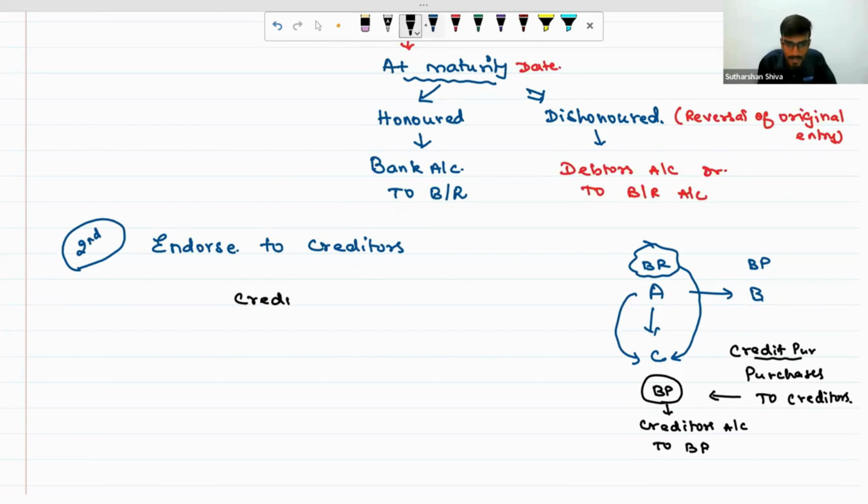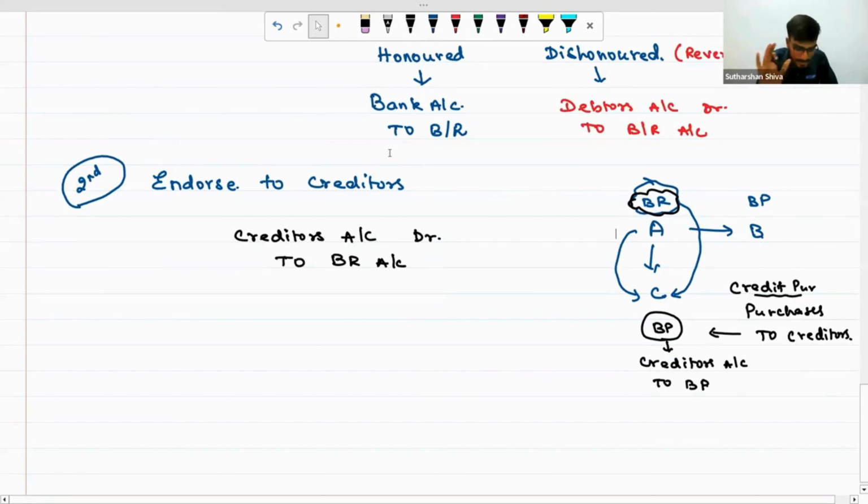My creditors balance will come down, my liability will reduce. Liability is reduced, so I am going to debit the creditors account, debit to bills receivable account, because I'm only transferring the bills receivable, correct? So bills receivable account. In this case also, this is the entry you need to do.